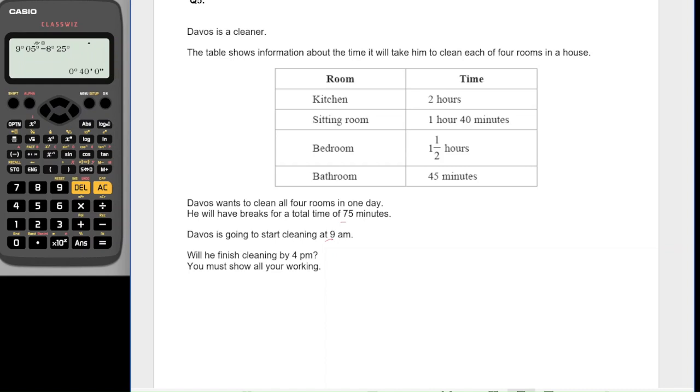I'm trying to work out the best format for me to do this in. So I can literally do this as 9 hours and 0 minutes plus 1 hour and 40 minutes plus, I think I can do it as plus 1.5 hours and 0 minutes plus 0 hours and 45 minutes, plus the 75-minute break, so 0 hours and 75 minutes. And that'll tell me the time that he finishes.